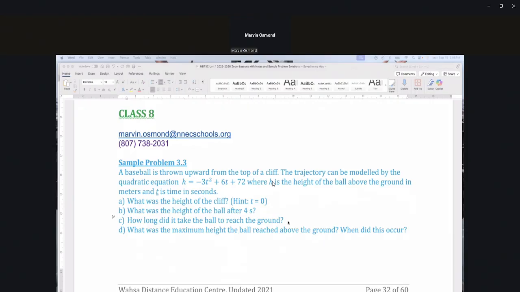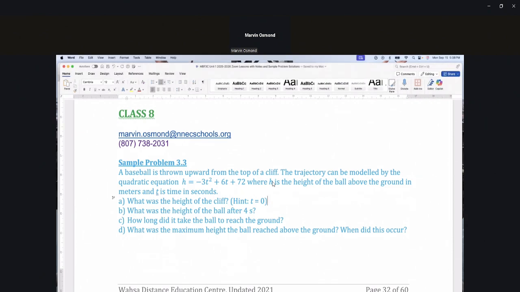So the first question says, what was the height of the cliff? The cliff, if you were thinking about the graph, would be where we're standing on the y-axis. The y-axis is the vertical axis. So where am I standing on that y-axis? And the hint is t is equal to 0.